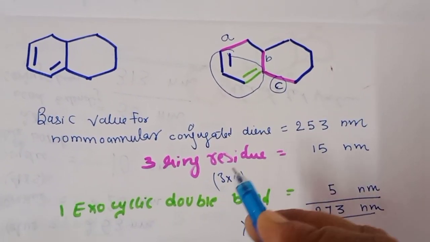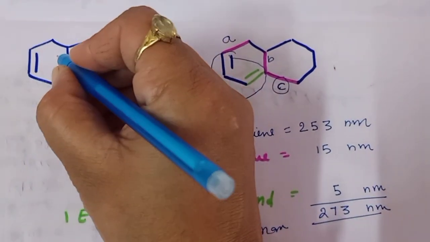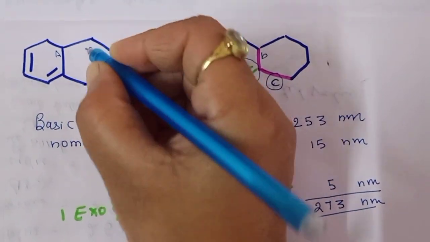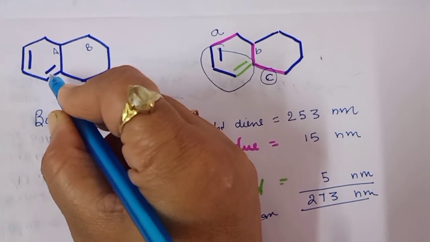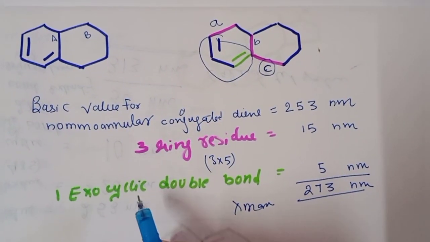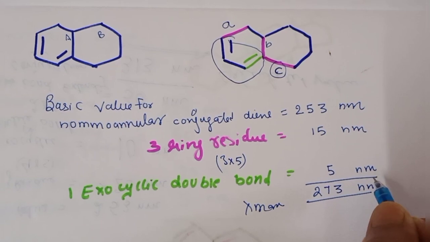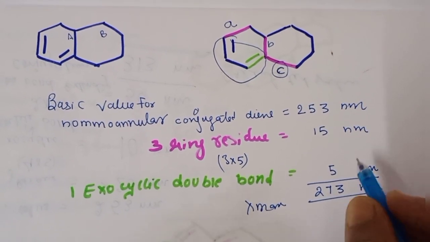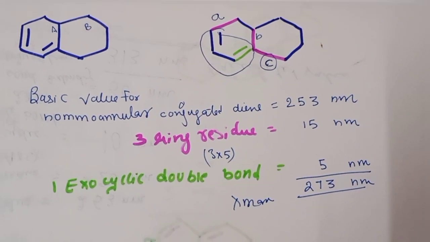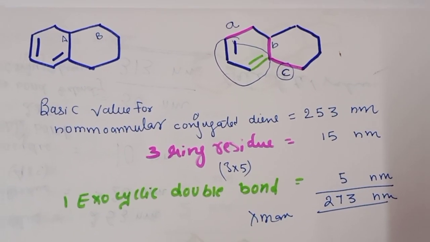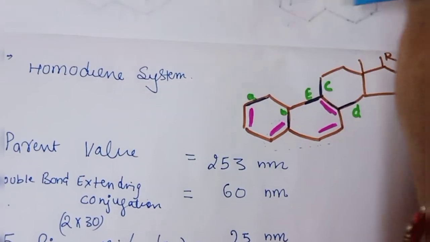And now these are the 2 rings. Suppose this is your ring A and this is your ring B. So for B ring, this bond is an exocyclic bond. So for one exocyclic double bond, we will have the increment of plus 5. So we will just do the total. The lambda max for this compound will be 273. That is the calculated value. I hope this example is also clear.